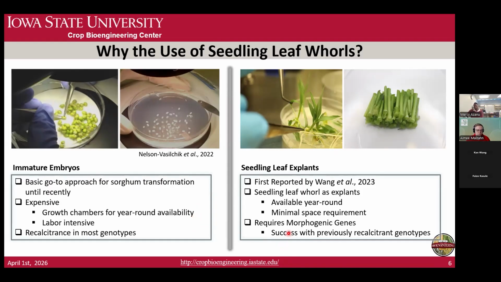In the case of seedling leaf whorl explants, of which the first report was by Wang et al. in 2023, the explants can be produced year-round. In the case where we have petri dishes, you just grow them in the petri dish and then put them in a box. They require less space, and the only thing is that they require the morphogenic genes for you to be able to induce somatic embryogenesis.